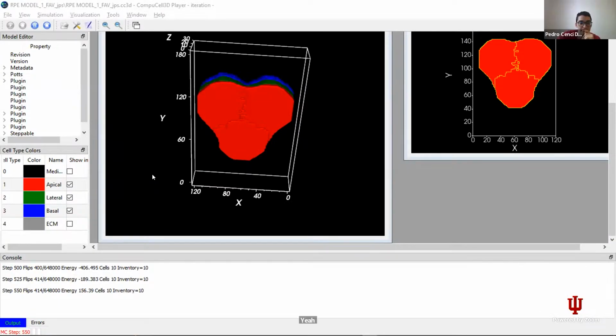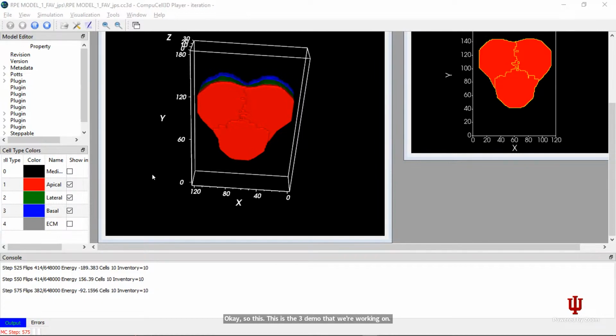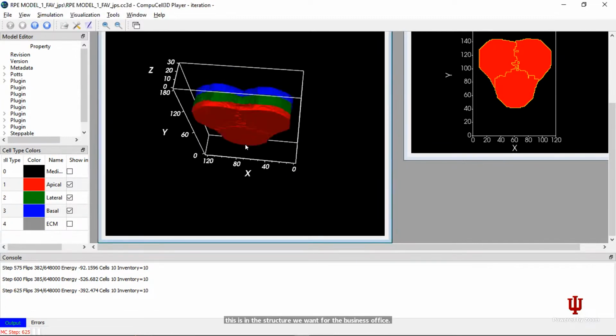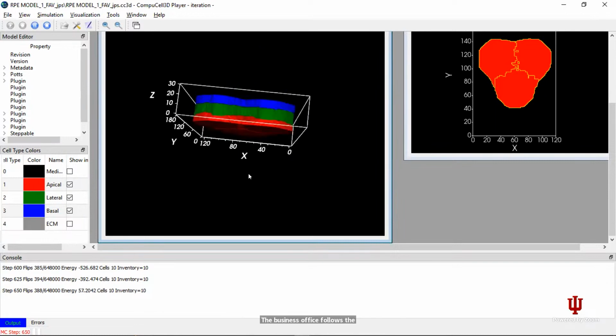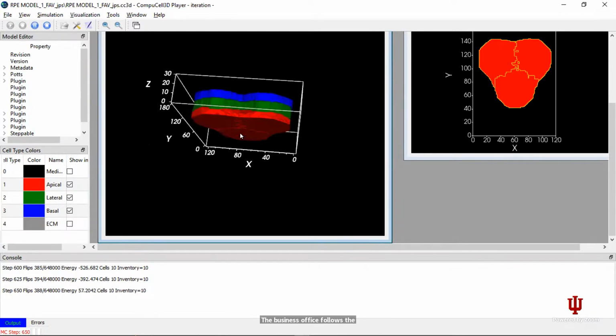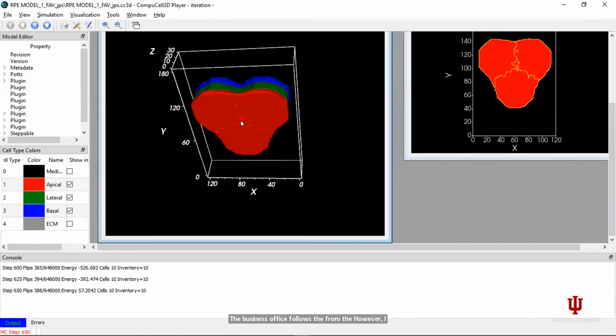Yeah. Okay, so this is the 3D model we've been working on. The initial part of it was I got help from Dr. James Luca. So then I was able to reduce it to this form. However, this isn't the structure we want for the basal surface. The basal surface follows the hexagonal shape, which from the apical and the lateral. However, we want some irregularities. We want an irregular surface area, which I showed during the hackathon.